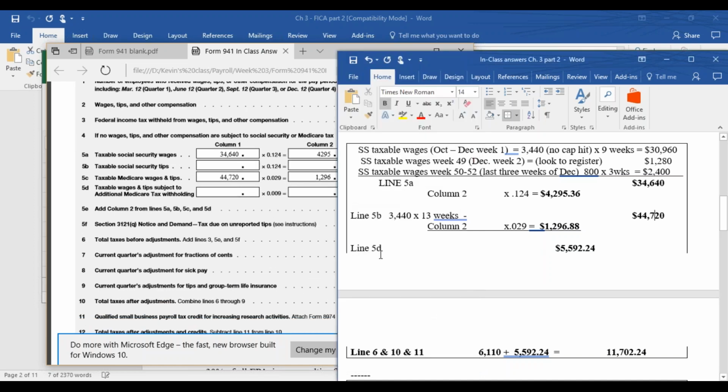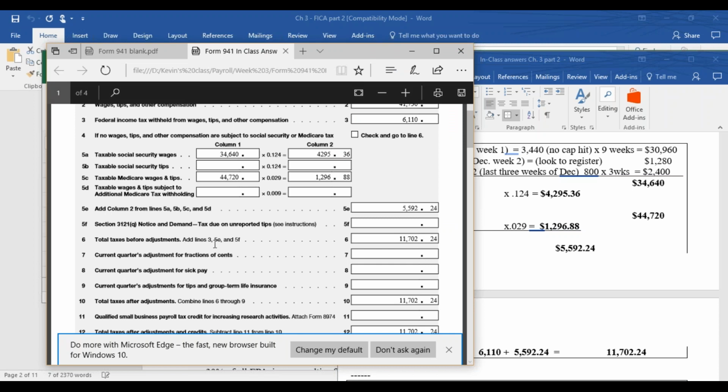5E is just adding up everything that we have there in column 2. So total Social Security and Medicare is $55.92. And then line 6, 10, and 12, all we need to do is add up lines 3 and 5E. So 6110, 5592, our federal plus our FICA. This is how much is due that we need to pay, 11,702.